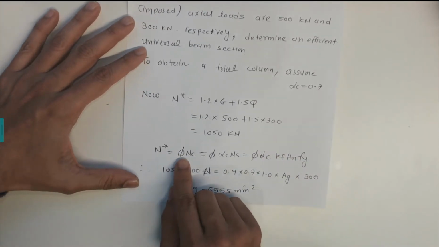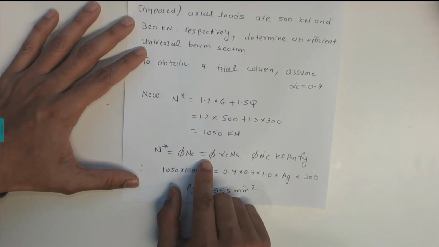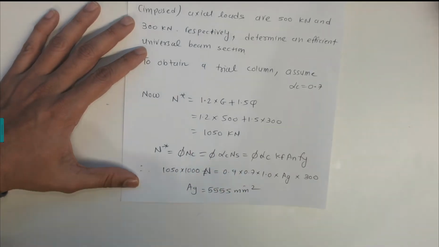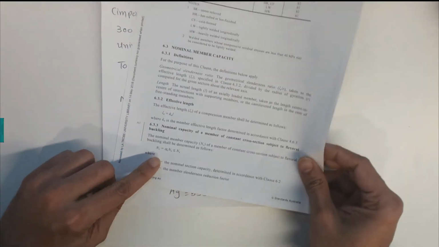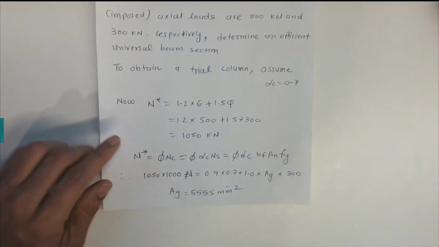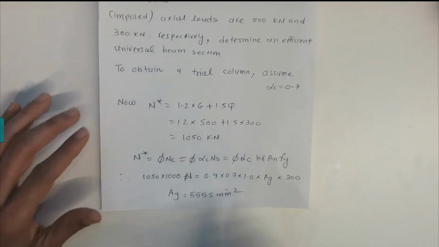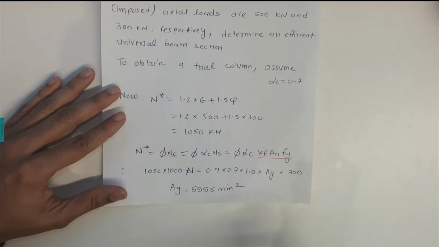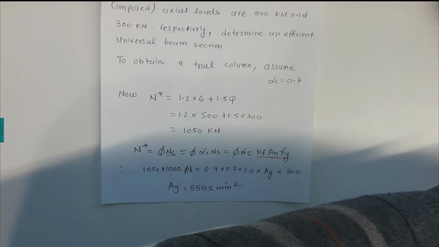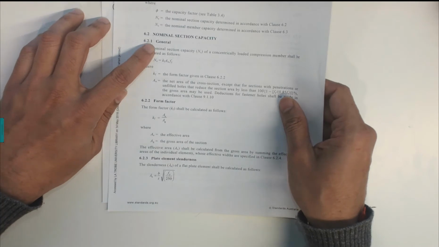Now design strength is equal to phi times the member capacity, equal to phi times alpha C NS. That member capacity is given on page number 83, where NC is equal to alpha C NS, and NS is the section capacity. The section capacity is given again in the standard, on page number 81, clause 6.2.1, where we have NS equals KF, AN, FY.